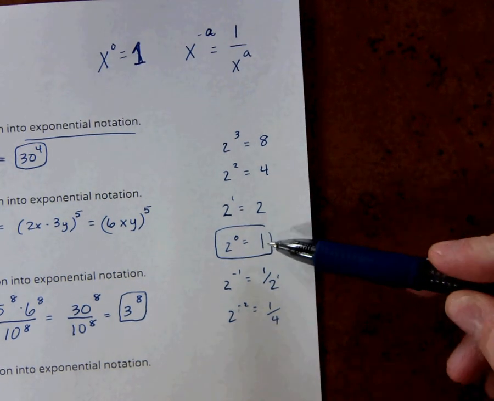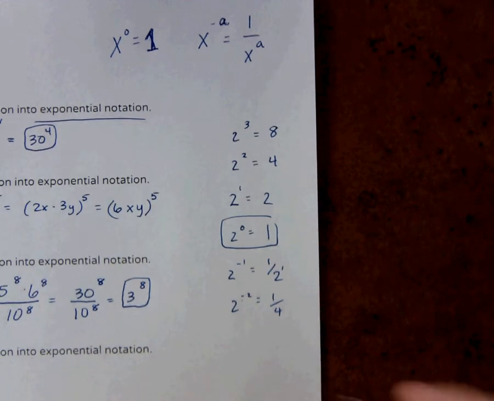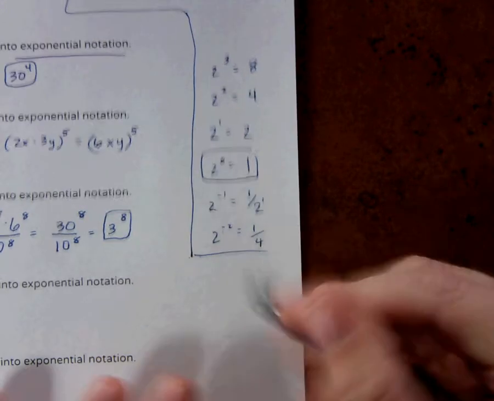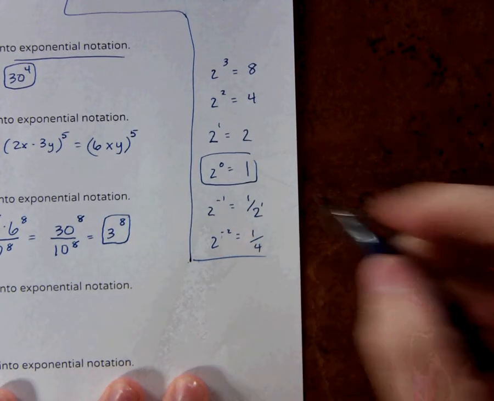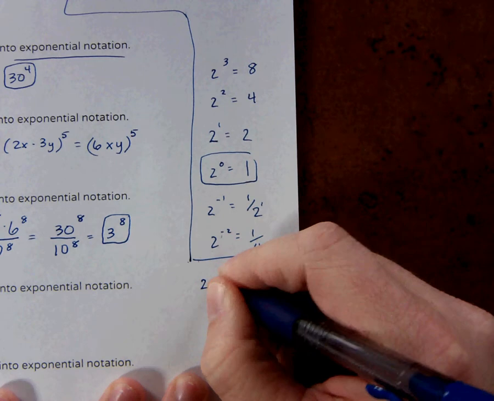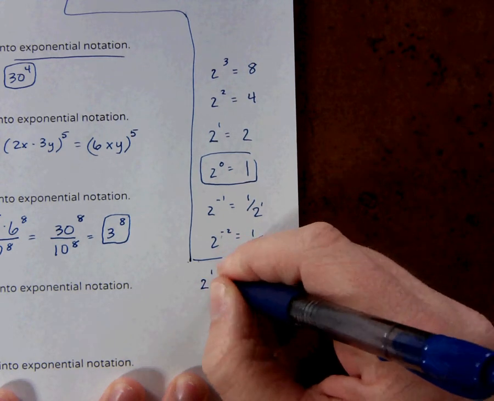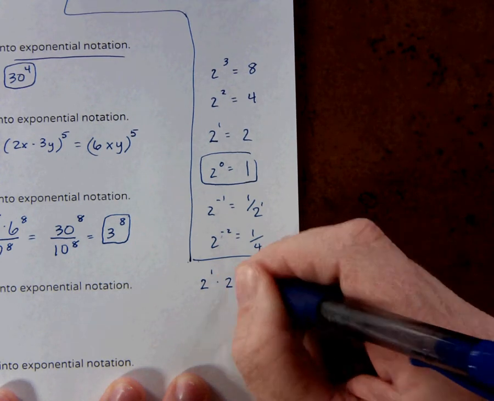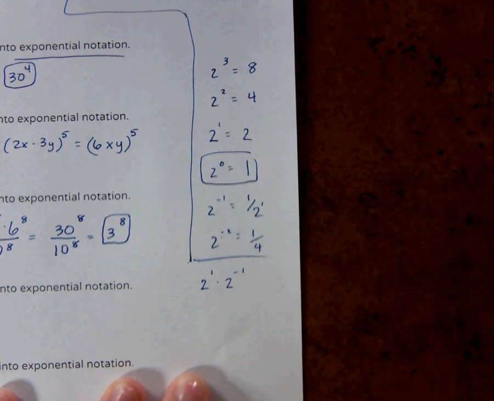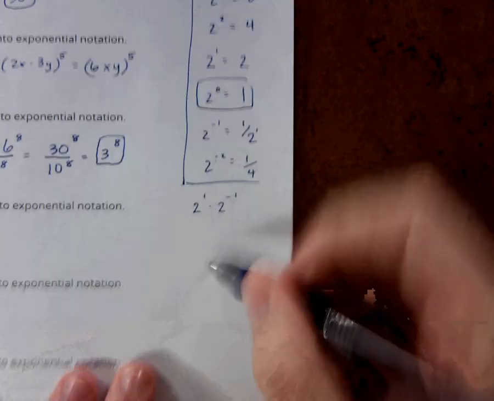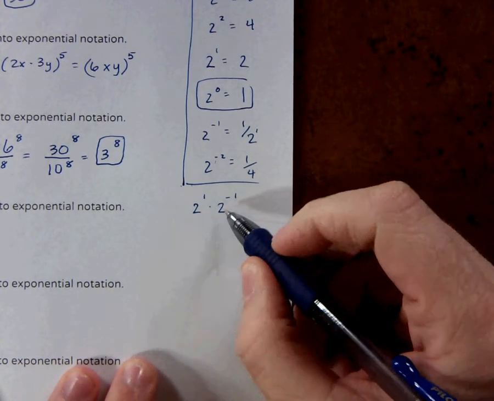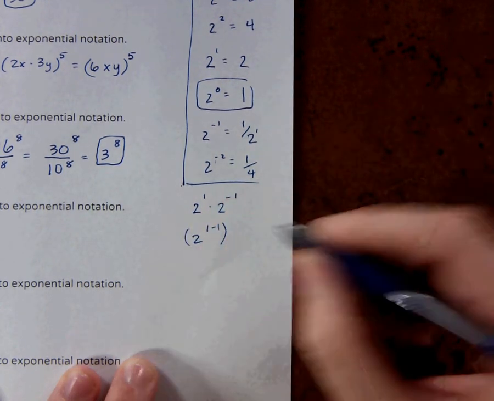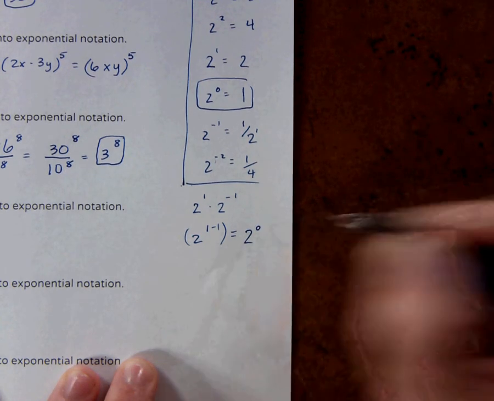Going back to this, I feel like this is the thing that gets a lot of people. I want you to think about it one more way. So imagine what 2 to the first power times 2 to the negative 1 is, right? Product rule says that this is 2 to the 1 minus 1, which is equal to 2 to the 0 power.